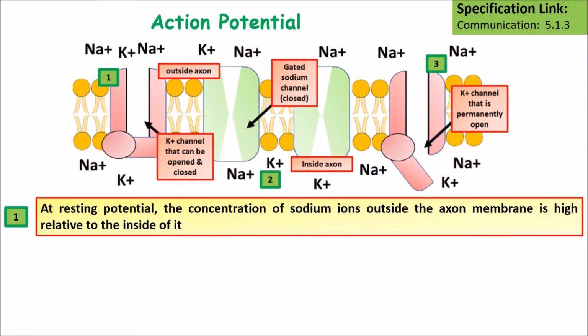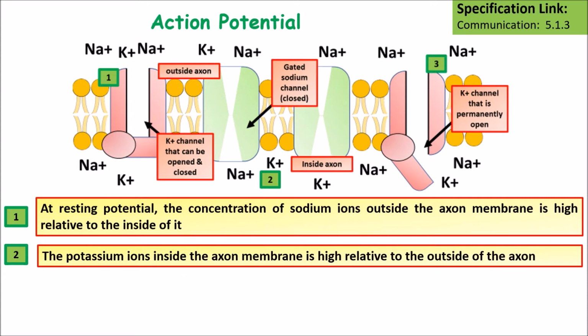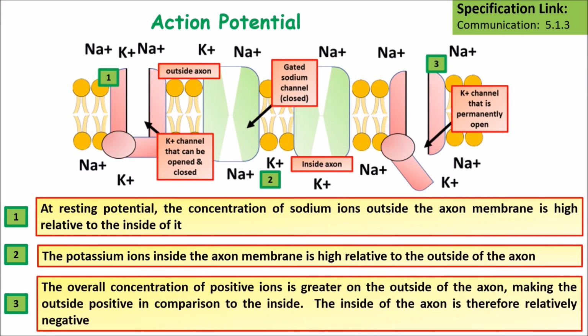If we look at how this process works, the first thing is that at resting potential, the concentration of sodium ions outside of the axon membrane is high relative to inside of it. The potassium ion concentration inside the axon membrane is high relative to the outside of it. So the overall concentration of positive ions is greater on the outside of the axon, making the outside positive in comparison to the inside. Therefore, the axon is relatively negative.